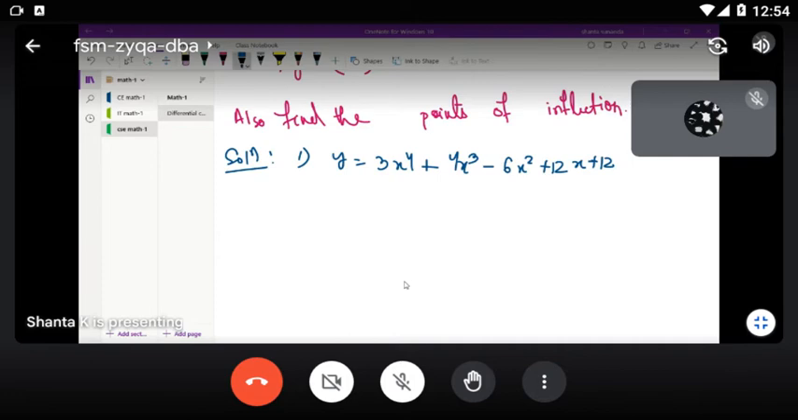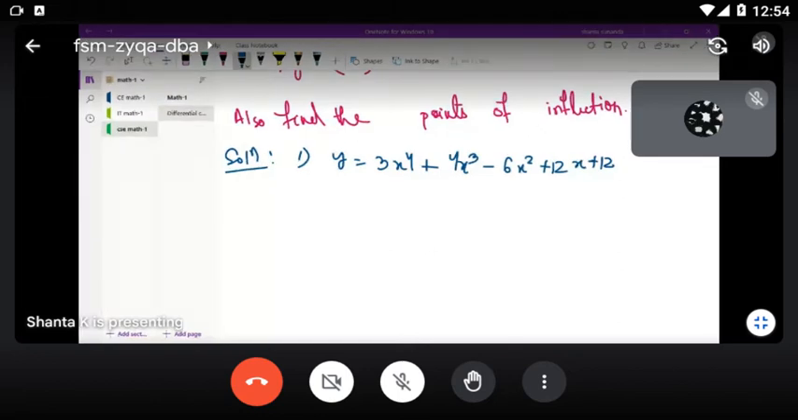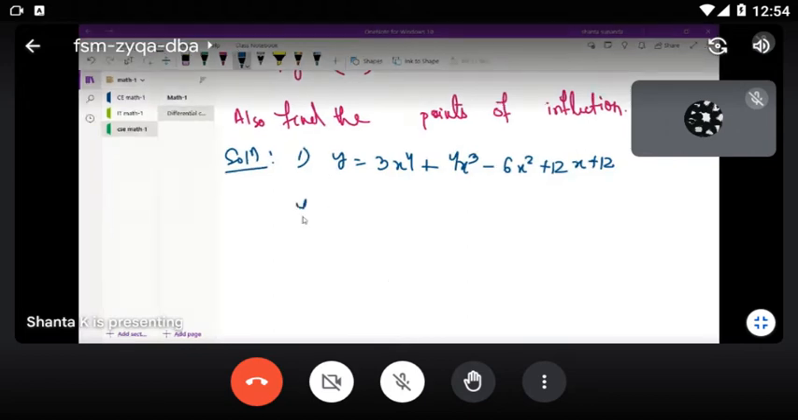While drawing, we only consider very few points. So you check at minus 1 it vanishes. No, ma'am, we are using the internet for graphing. That doesn't matter. Okay, as I said.